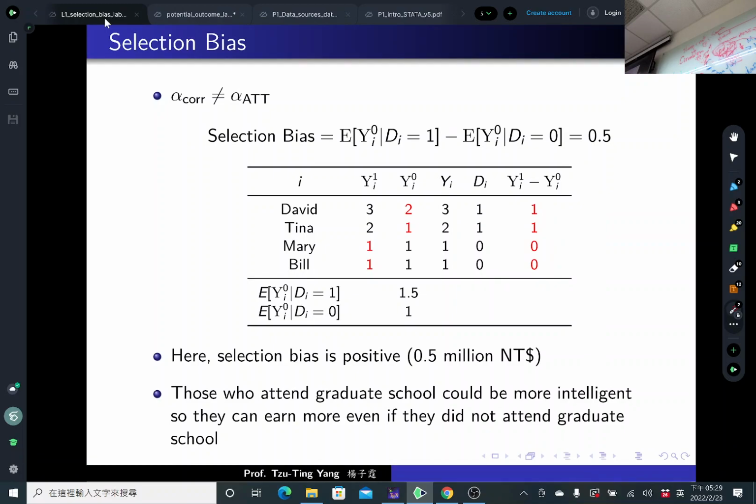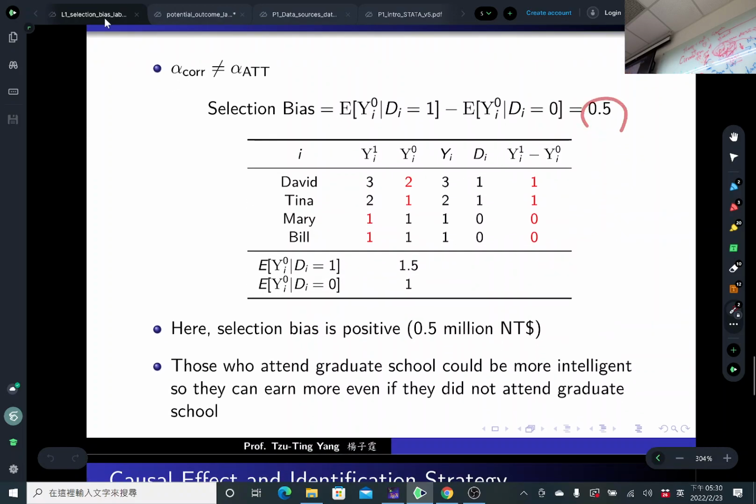It's basically that for Davy and Tina, those who get the treatment, their potential earning if they did not go to grad school is actually very different from Mary and Bill's. So we cannot use Mary and Bill's observed outcome to represent what would happen if Davy and Tina did not go to grad school, because they are not the same. So there is some 0.5 difference. In this example, Davy and Tina may be smarter, or they have a much better family background. So even if they don't go to grad school, they can still earn more than Mary and Bill under the same condition. So this difference is not due to the treatment. It's some other thing. It's not the causal effect of the treatment.